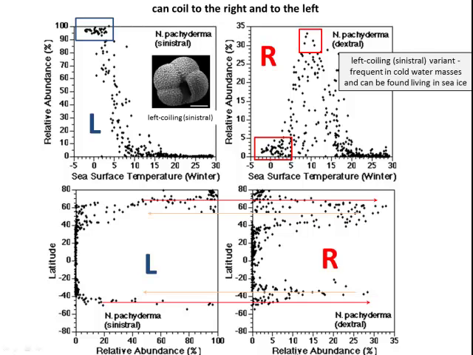And finally, just notice that the relative abundance is different between the left and right forms in terms of how important each is in any assemblage. The relative abundance for the left coiling form can be up to 100% of an assemblage, as you see here, whereas the maximum that the right coiling form will be in any individual assemblage will be a relative abundance of about 30 or 35%.